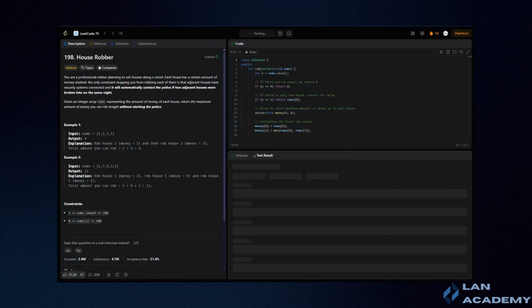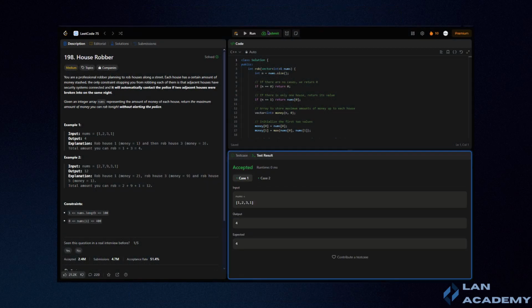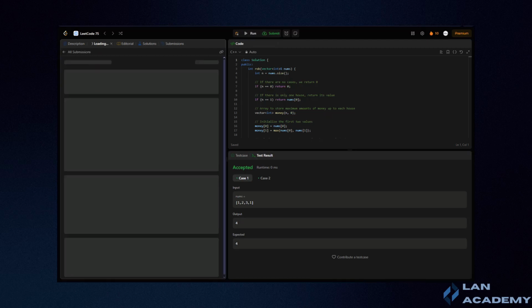Now it's time to test and submit this code. Testing is crucial to ensure that the algorithm works correctly, especially with edge cases.